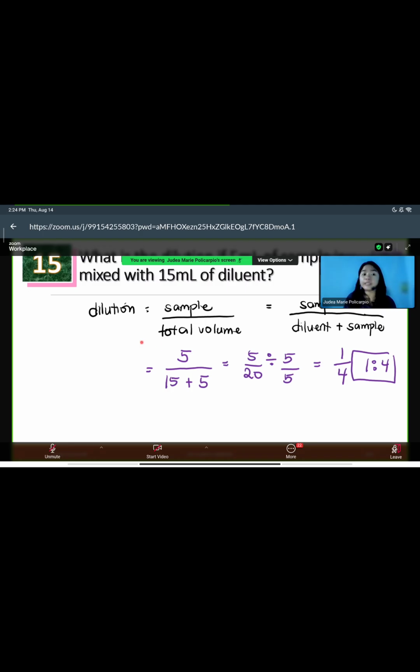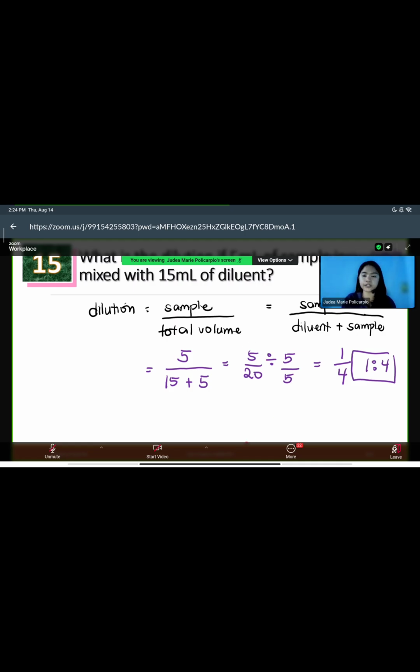Okay, pero for the meantime, this is the simplest possible dilution problem that you may get to encounter sa board exam. And final answer for this one is 1 is to 4. Okay, so ingat lang ha, iba ang ratio sa dilution. Okay, so for item number 15, we have 1 is to 4 as the final answer.